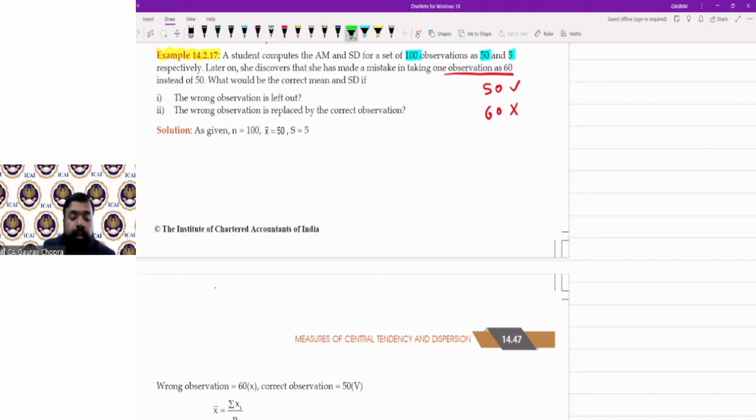So we have n as 100, x bar as 50 and standard deviation as 5. The first step is to calculate the correct arithmetic mean. x bar is equal to sigma x upon n. So what is x bar here? 50. Sigma x we don't know, and what is n? n is 100. So from here we get that sigma x is 5000.